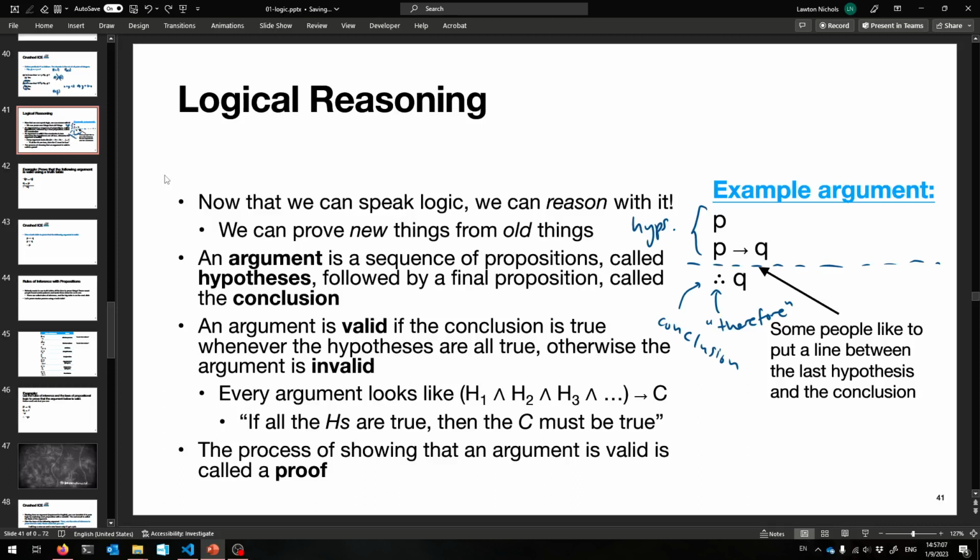So the process of showing that an argument is valid, that's what it means to be a proof. There's secretly an implication going on under the hood. That's all a proof is. Under these hypotheses, show that this conclusion always is true. If that's valid, you have proven your statement. That's a proof.